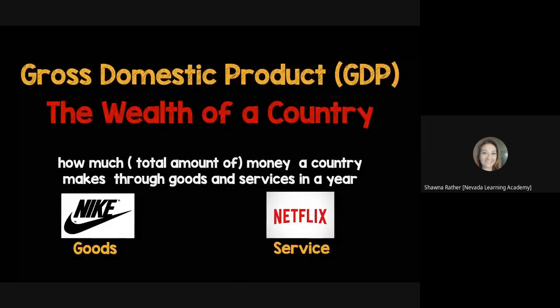Now that we understand what GDP is, let's take a look at GDP per capita. Now, GDP per capita is the average amount of money a person will make in a year within a country.